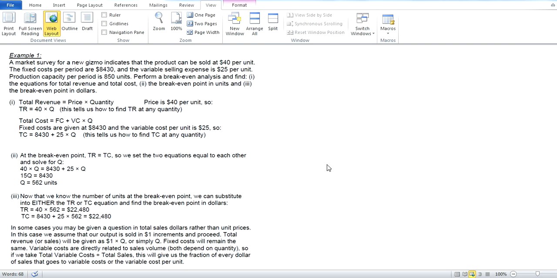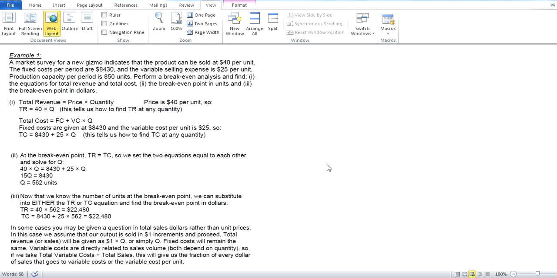Total cost is our fixed cost, so FC is fixed cost, VC is variable cost, and then we multiply that by Q, the quantity that has been produced or sold. Fixed costs are given at $84.30, and the variable cost per unit is $25, which is given. So we have our equation. This is going to repeat throughout, so make sure you understand. To determine our total cost, it is 84.30 plus 25 multiplied by the quantity. That's the answer to part 1. That is the formula you need in order to determine your total cost.